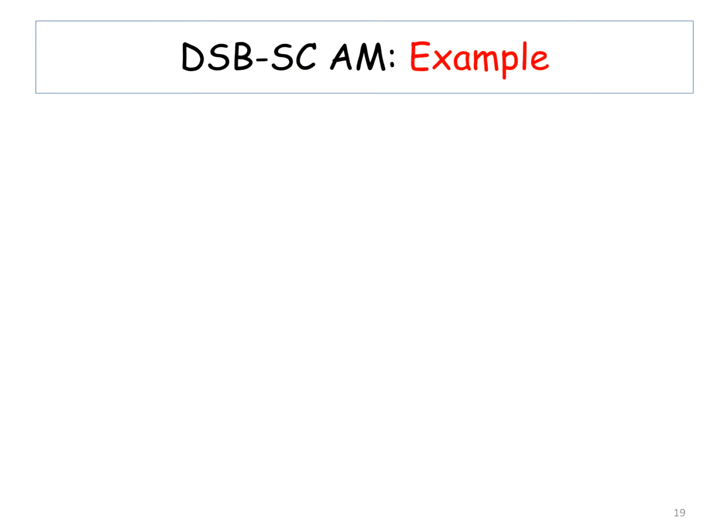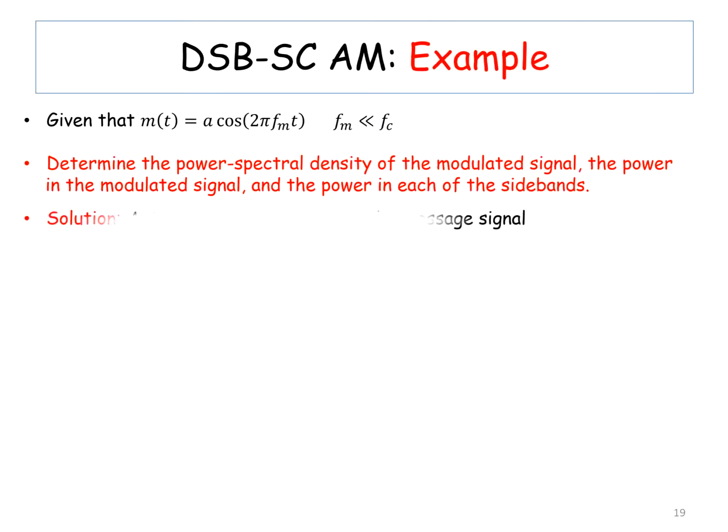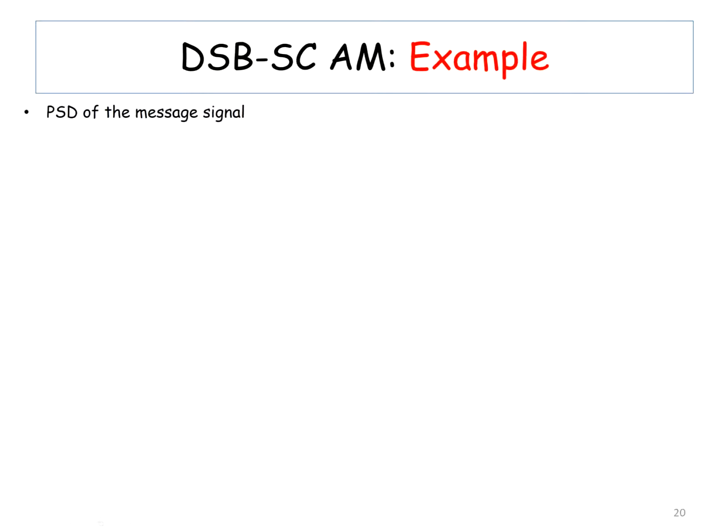In the example, the message signal is given as a sinusoidal. The question is to determine the power spectral density of the modulated signal, the power in the modulated signal, and the power in each of the sidebands. The autocorrelation function of the message signal is first derived. Then, taking the Fourier transform of the message autocorrelation function, the corresponding power spectral density is given.